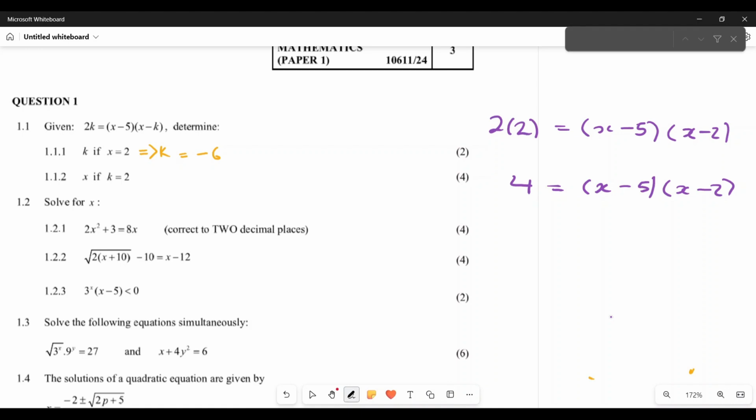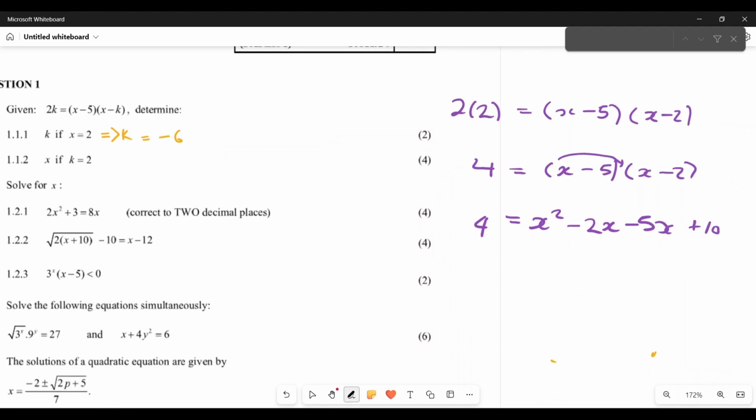So I'm going to try and simplify these brackets here. So distributing the two brackets, I'm going to have x squared, so 4 is equals to x squared minus 2x minus 5x plus 10, right? So let me just try and simplify this further and equate everything to 0. So I have x squared minus 2x minus 5x. This is equals to minus 7x. Now 10 minus 4, this is positive 6. Now all this is equals to 0.